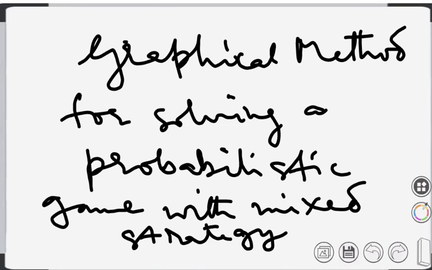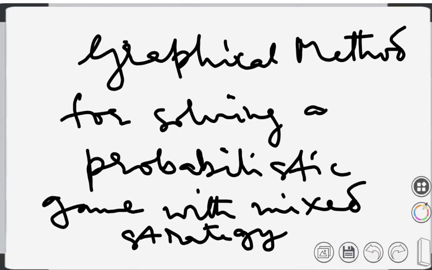I'll just repeat again: when a game is given, it means a game where two players are playing, player A and player B. Player A is written on the left and player B is written on the top, and the payoff matrix is given. What is the payoff matrix? The payoff matrix is the amount of money that could be exchanged due to the strategies that they adopt.